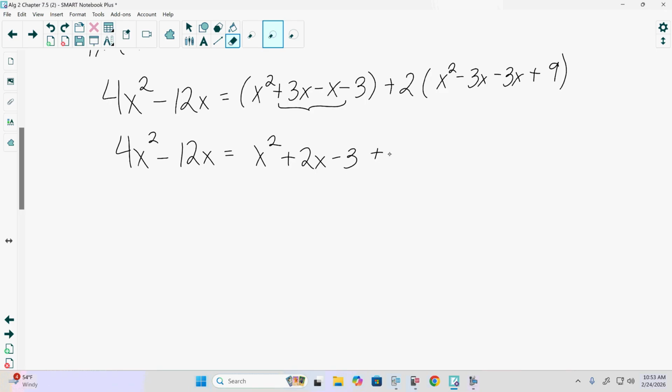Plus 2 times. We need the parentheses around this second expression because once we finish combining like terms, we're going to have to multiply them all by 2. Now inside the parentheses, we still have the x squared. Our negative 3x minus 3x, negative 3 minus 3, would be negative 6x plus 9.